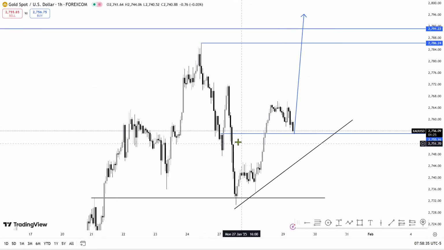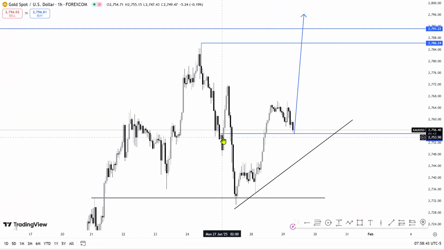So I prefer to see gold react off the reclaimed order block here. The reclaimed bullish order block. There's a reason why this order block was left here. Was violated the first time. Initially, it was supposed to hold price action. You see that? Was violated massively.